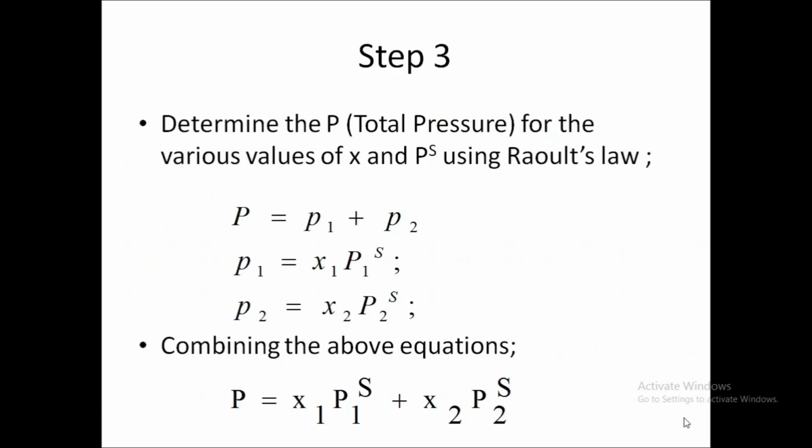In step number 3, determine the total pressure P for the various values of x and Ps using Raoult's law. Total pressure equal to P1 plus P2, and according to Raoult's law, P1 equal to x1 into P1s and P2 equal to x2 into P2s. Substituting these terms in the above equation, we get total pressure equal to x1 into P1s plus x2 into P2s.